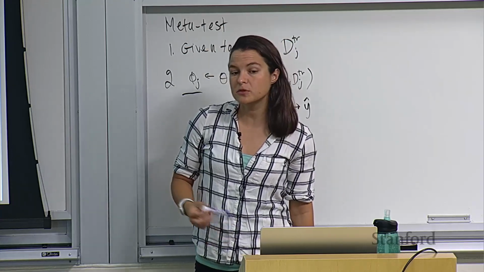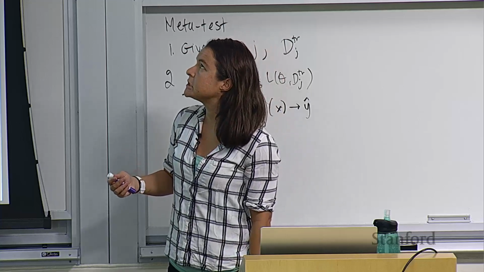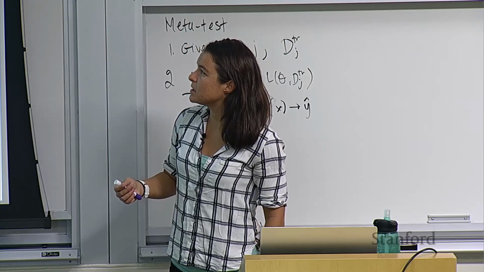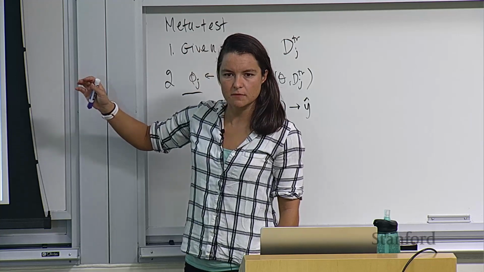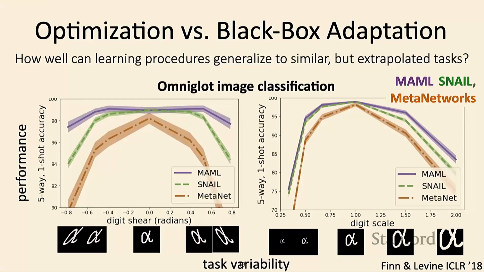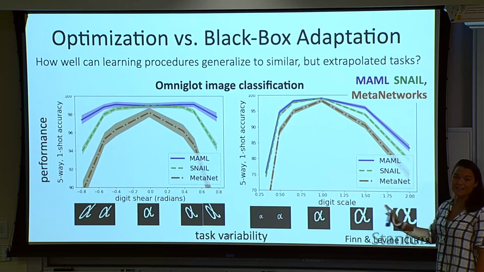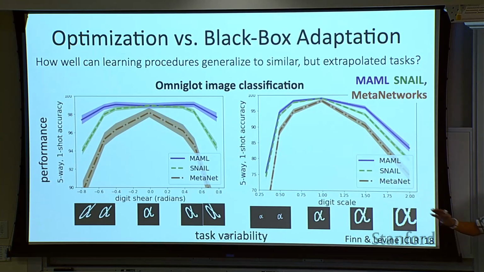So SNAIL was using, I can't remember, but I'm pretty sure there was a backbone that was convolution based. And likewise for meta networks. I can't remember the specifics of it, unfortunately, but I'm pretty sure it is using that. And I should mention and emphasize here that all of these were only trained on this scale. And so they didn't see any data at different scales and different shears of the digit.